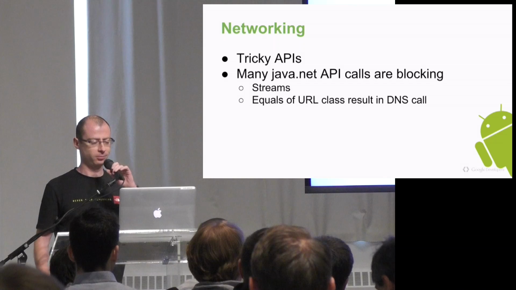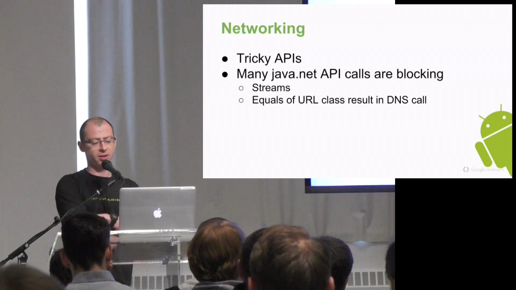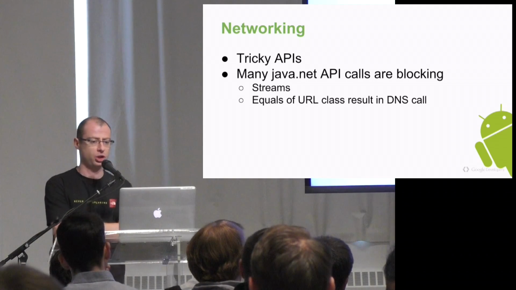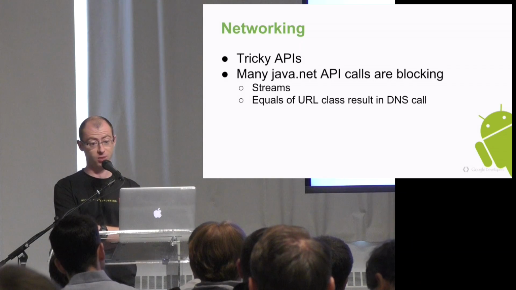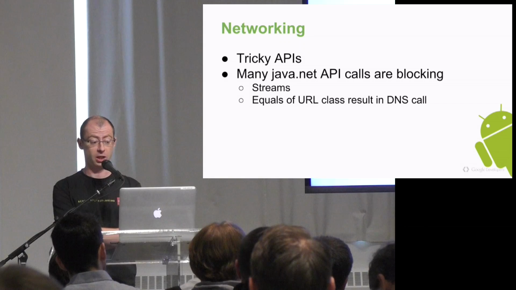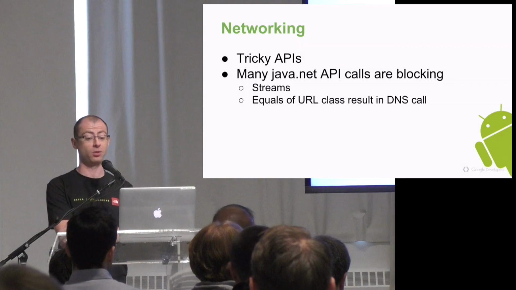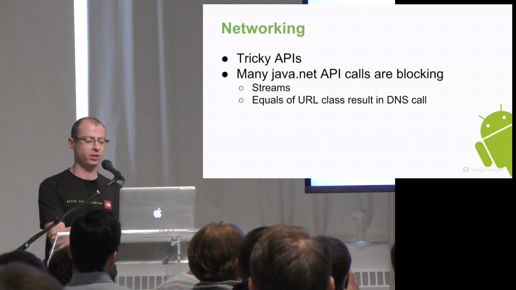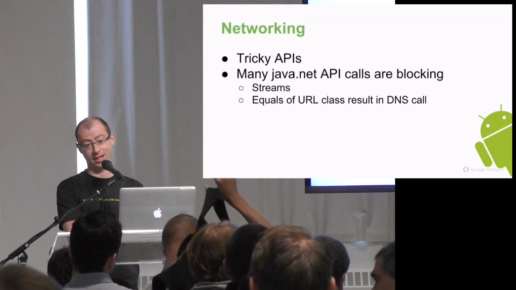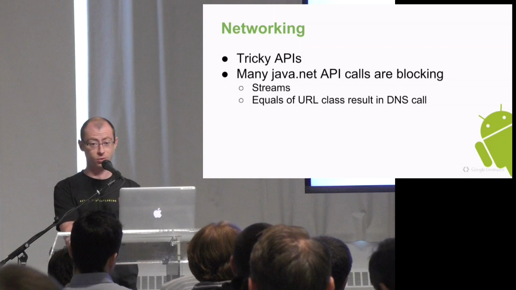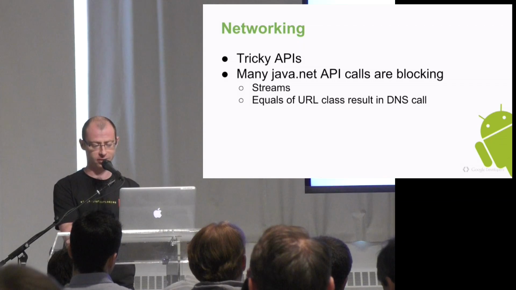Networking. First, the problem with Java networking, which made its way into Android, is, again, the APIs are tricky. And if you don't know, many Java Net API calls are blocking. This is another excellent reason. Please don't do networking on the UI thread.